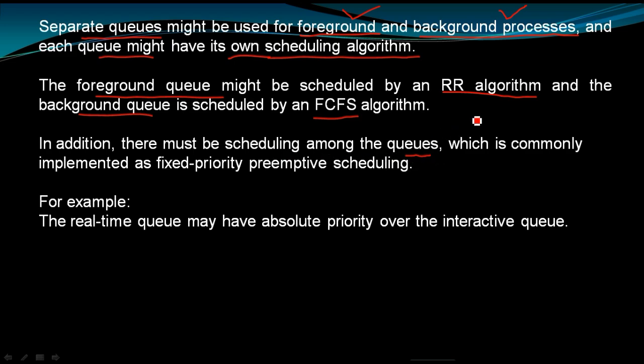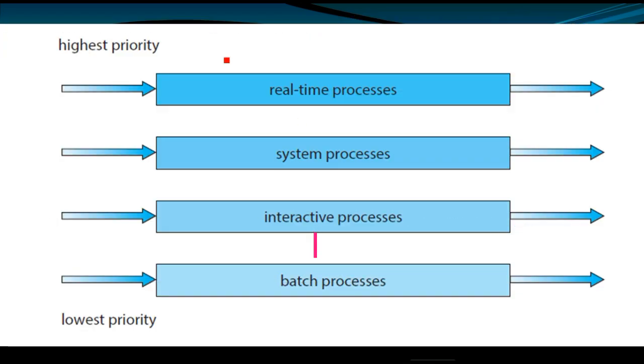So we have to decide which process belongs to the foreground queue and which belongs to the background queue, which is commonly implemented as fixed priority preemptive scheduling. A background process cannot enter the foreground queue, and a foreground process cannot enter the background queue. For example, the real time queue may have absolute priority over the interactive queue. Let us understand this with the diagram.